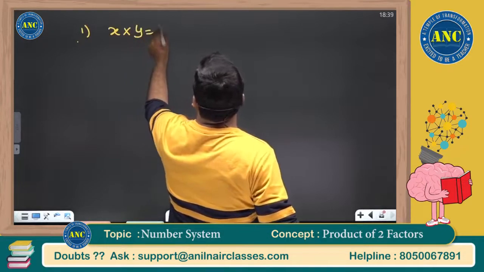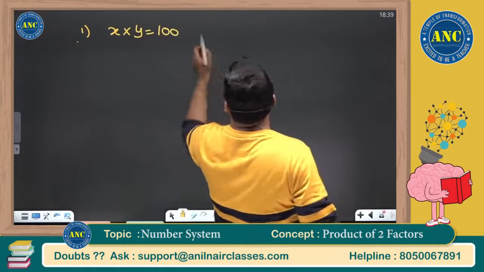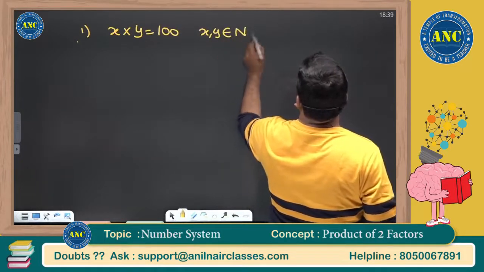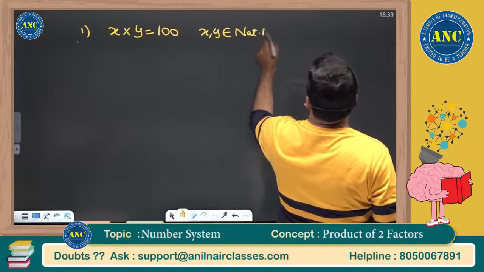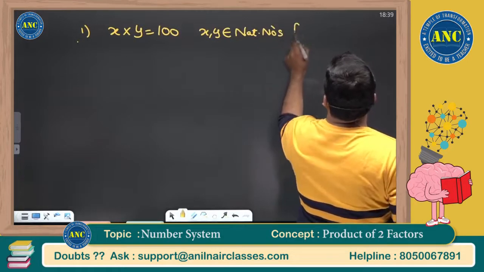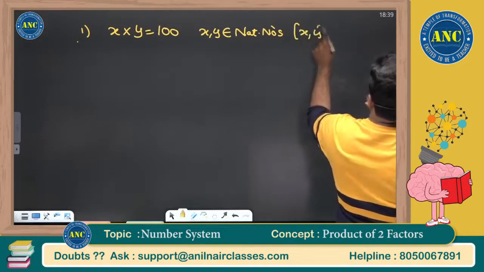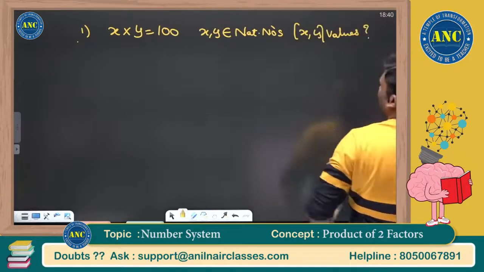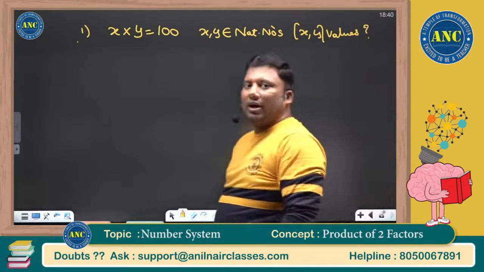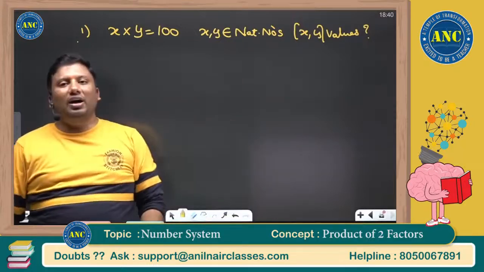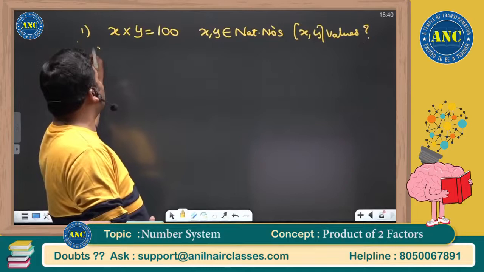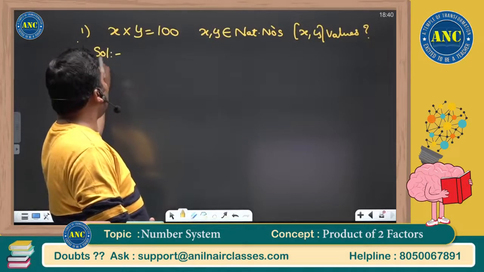X into Y equivalent to 100. X and Y are natural numbers. How many values will X and Y take which satisfy this equation?